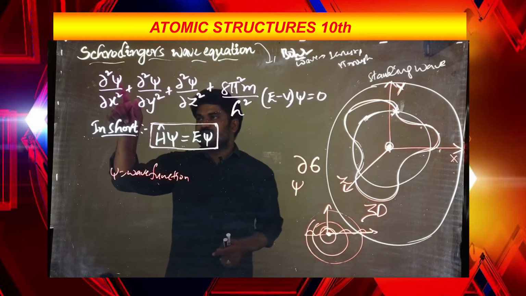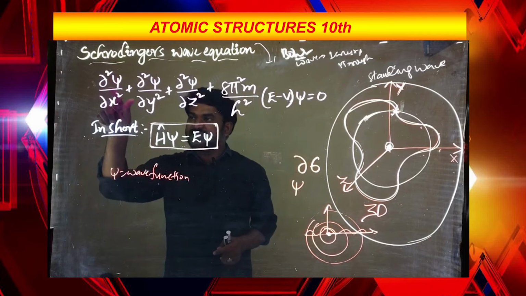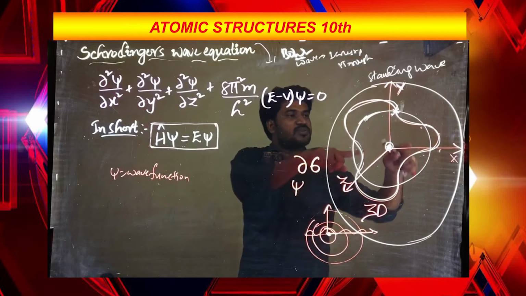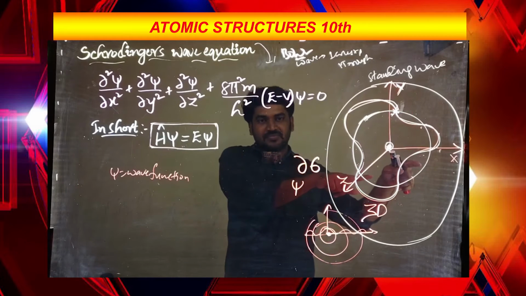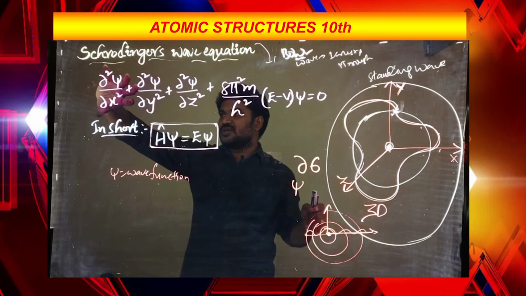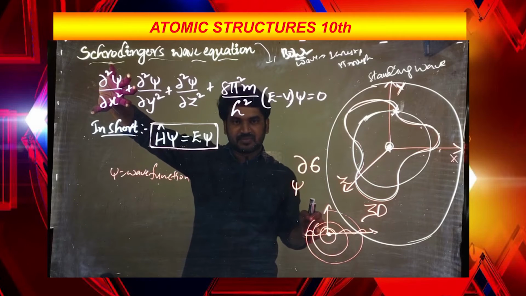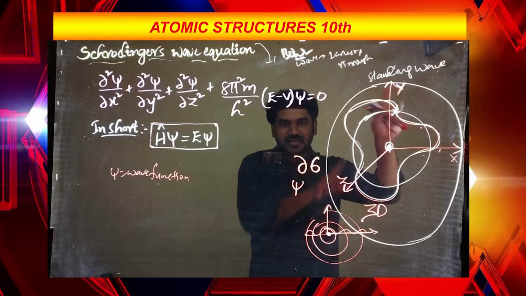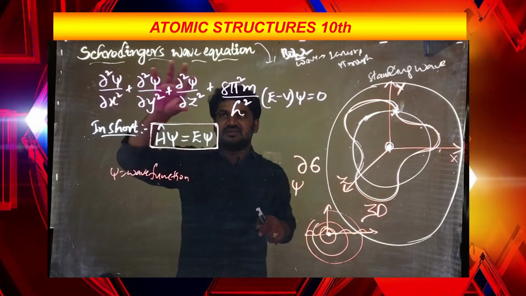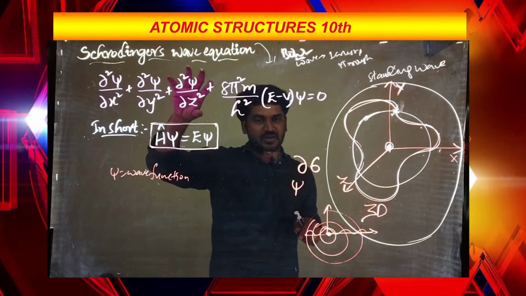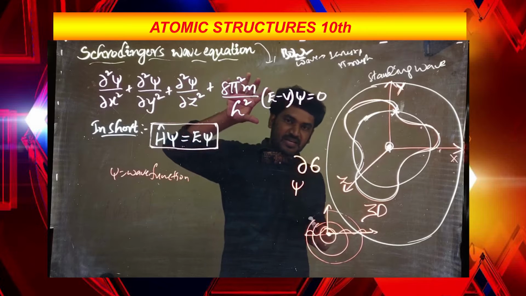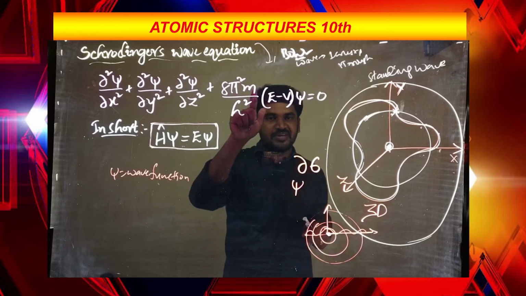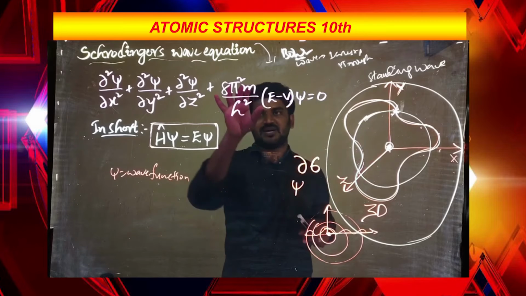Now, dou square psi by dou x square: how the wave behaves along the x-axis is given by that. How the wave behaves in the y-axis is given by dou square psi by dou y square. In the z-axis, dou square psi by dou z square. And this is a particular constant value: 8 pi square into m. M means the mass of the particle. Which particle are we taking? The mass of the particle.